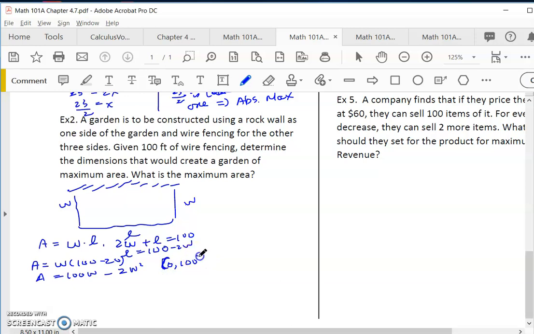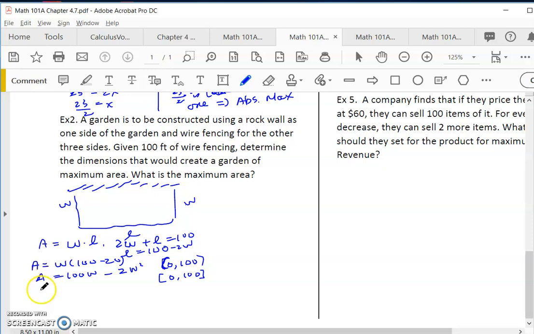I should not use 0 length because I would not have a rectangle. But when I study this, it doesn't make a difference if I include the endpoints or have a closed interval. So I can just imagine that this is a closed interval that includes 100 and 0, because it would never be a maximum area. The area would be 0. So I would just treat it as an absolute maximum or minimum problem.